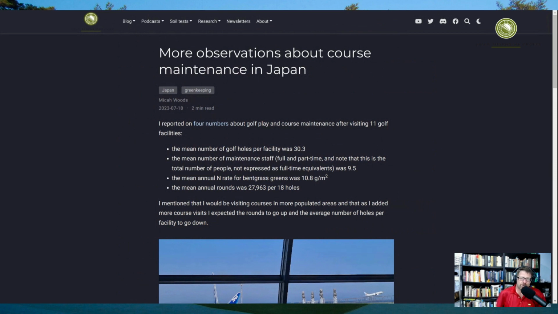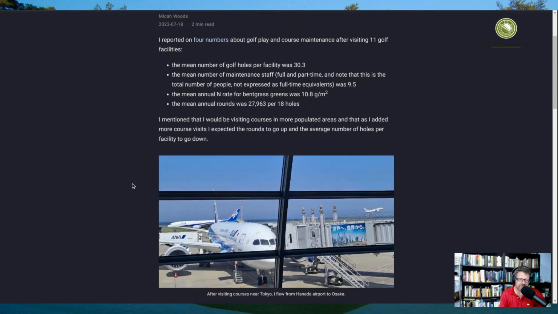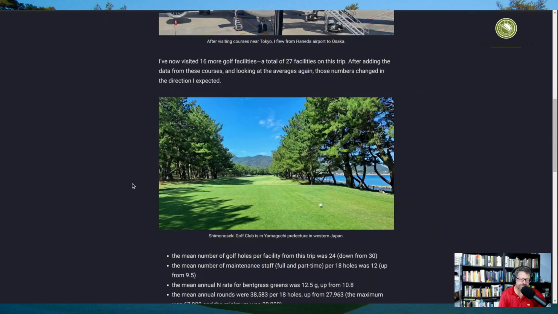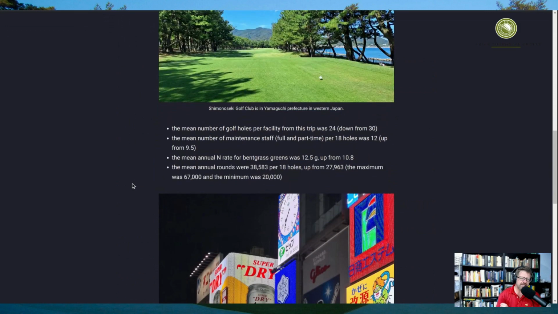And in the last week, when I visited 16 golf facilities, which were in the Tokyo area and in the Osaka area and in the Western Japan area around Fukuoka, these numbers changed, and they changed in the way that I expected them to. So after I had visited the full 27 courses on this trip, the 11 in the first week and then the 16 in the next week, I looked at how those averages were after visiting all the courses, and the mean number of golf holes per facility from this trip changed down from 30 to 24.